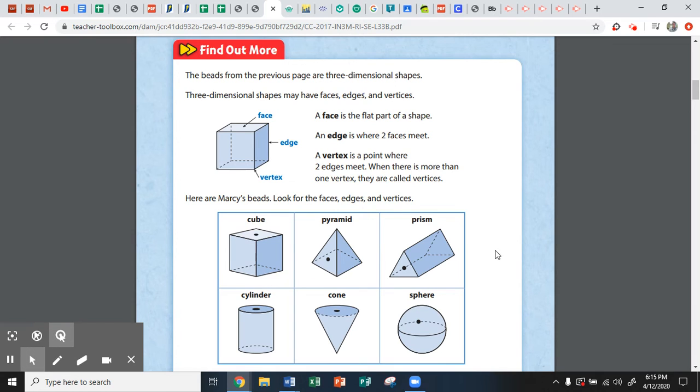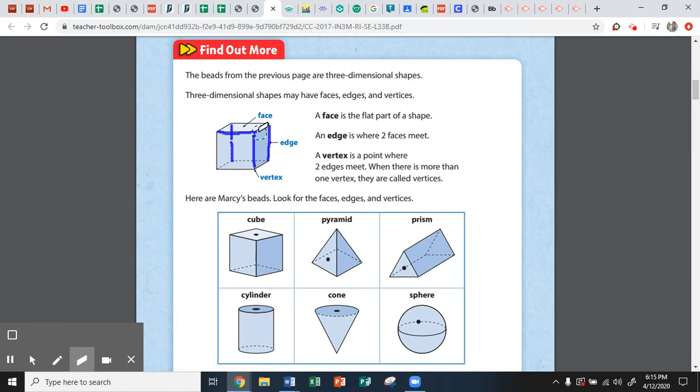Now, an edge is where two faces meet. They pointed out this here would be an edge, but there are multiple edges. This would be an edge. This would be an edge. Even this one here would be an edge. Actually, it would go all the way there.